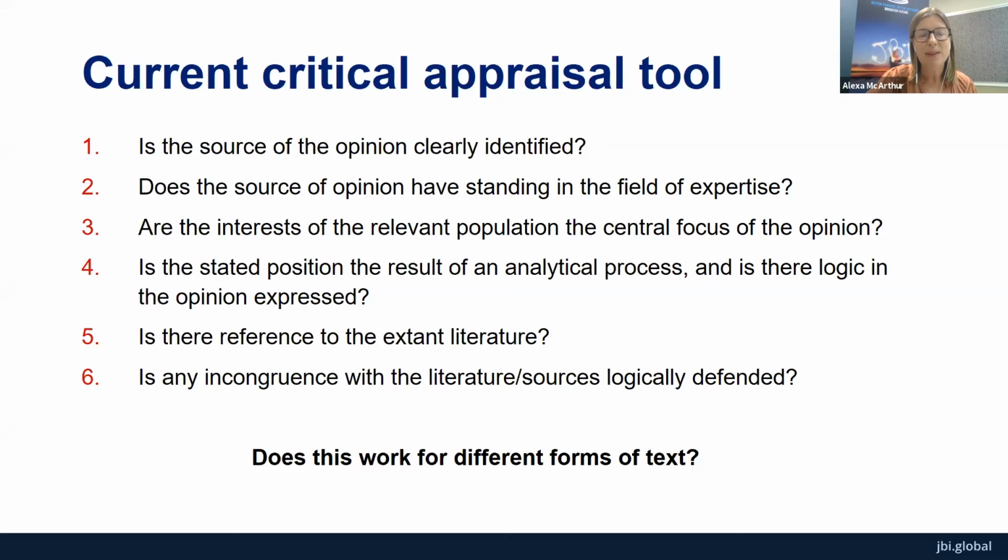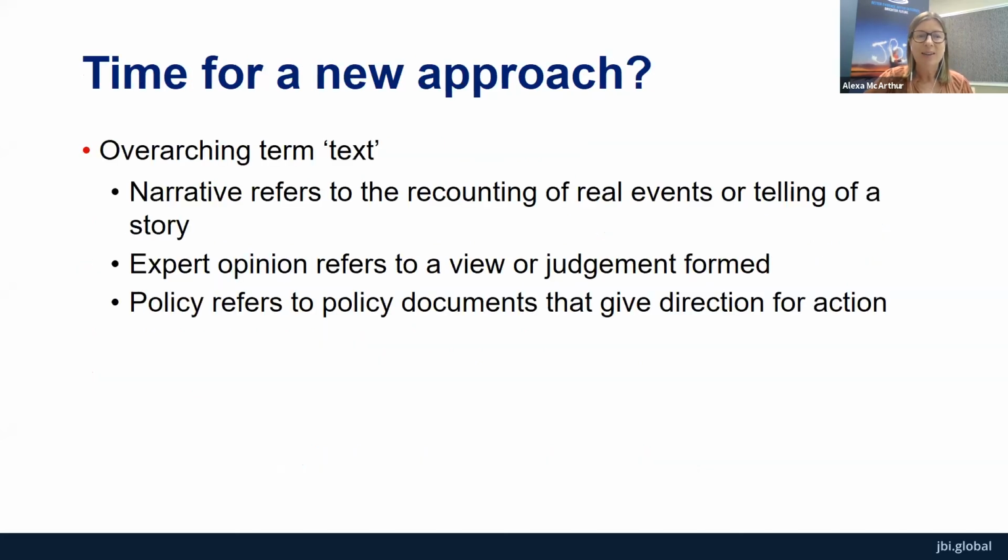But as a methodology group, we started to look at whether this current critical appraisal tool, as it sits at the moment in JBI's summary, actually works for the different forms of text that we were identifying. So we just needed to unpack this in a bit more detail. We started to look at whether it was time for a new approach, and started to look at the overarching term of text. And for our purpose, we tried to then break it into 3 types of text.